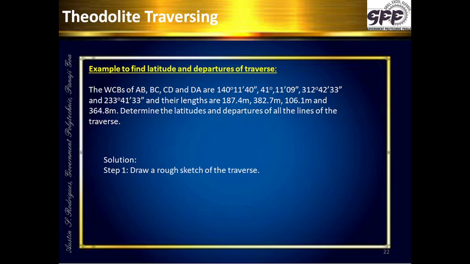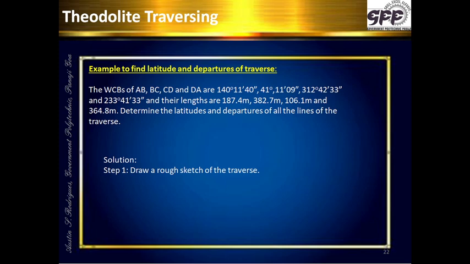The whole circle bearings of AB, BC, CD and DA are 140 degrees 11 minutes 40 seconds, 41 degrees 11 minutes 9 seconds, 312 degrees 42 minutes 33 seconds, and 233 degrees 41 minutes 33 seconds, and their lengths are 187.4 meters, 382.7 meters, 106.1 meters and 364.8 meters respectively. Determine the latitudes and departures of all the lines of the traverse.